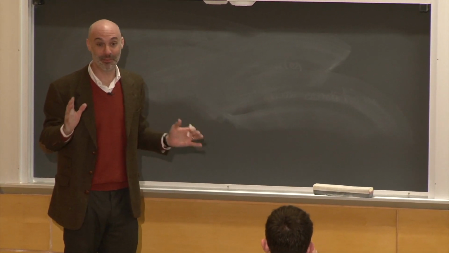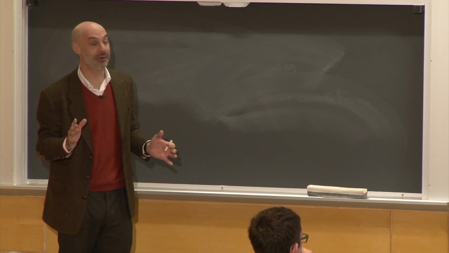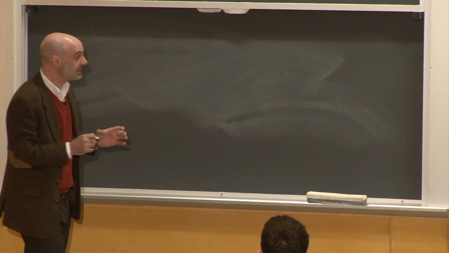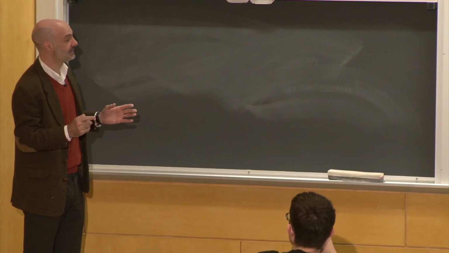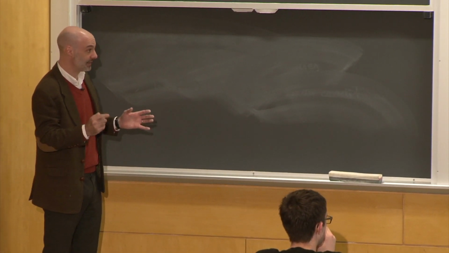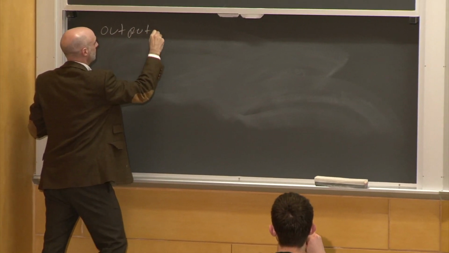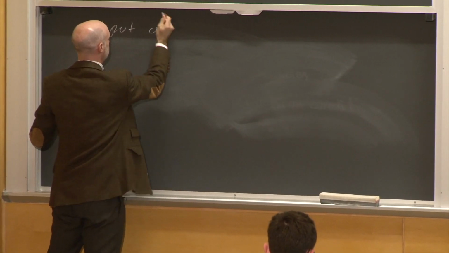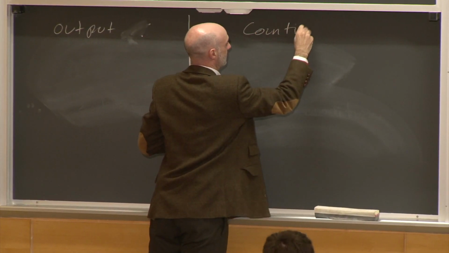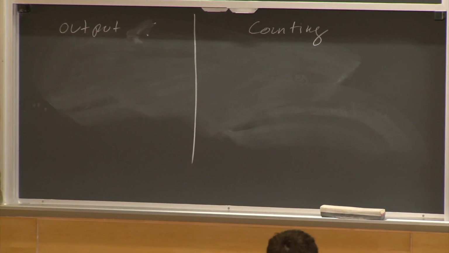OK, now the fun part begins. So now we're going to show that the evil Turing machine is impossible. So the way to see that it's impossible is to see that we get conflicting results when we look at the output of the machine and when we look at the results of our counting exercise.